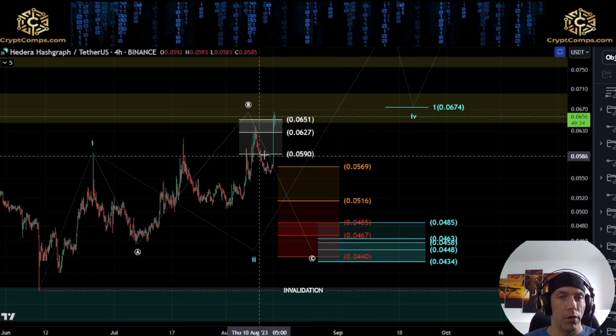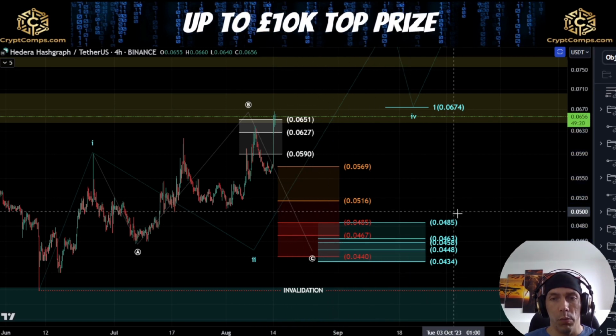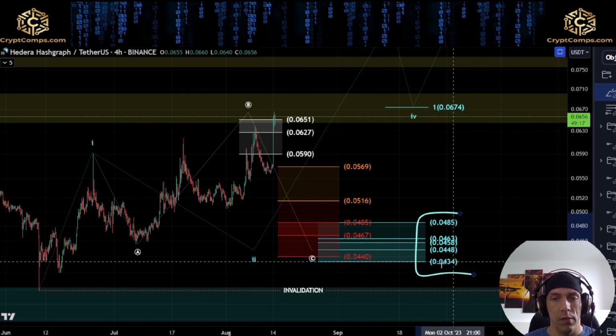If we do see price break down in five waves here, I'm going to be keeping an eye on this blue support box here at this 0485 to this 0434.